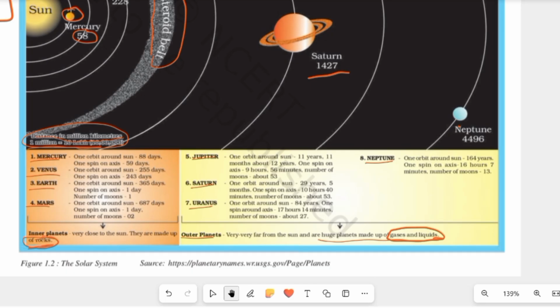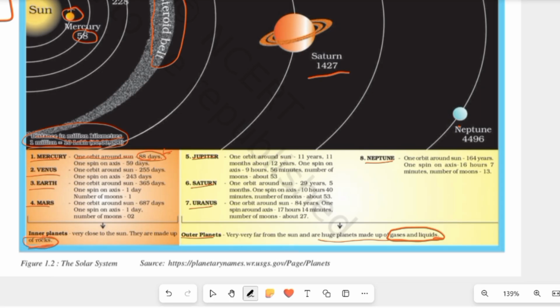One orbit around the Sun: Mercury's one orbit around the Sun is 88 days, and it is the smallest time taken by any planet to revolve around the Sun. Mercury is known as the planet taking the least time to revolve around the Sun. It takes only 88 days to complete one revolution of the Sun.